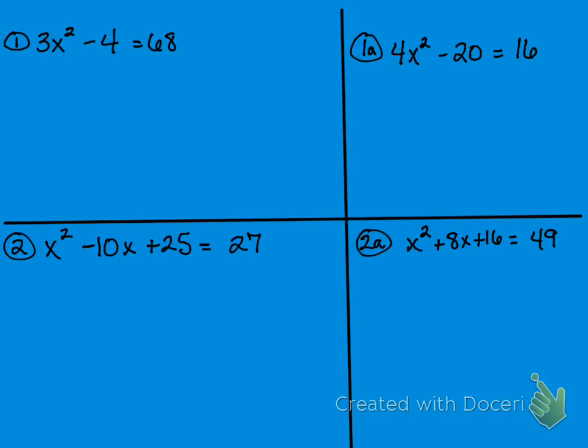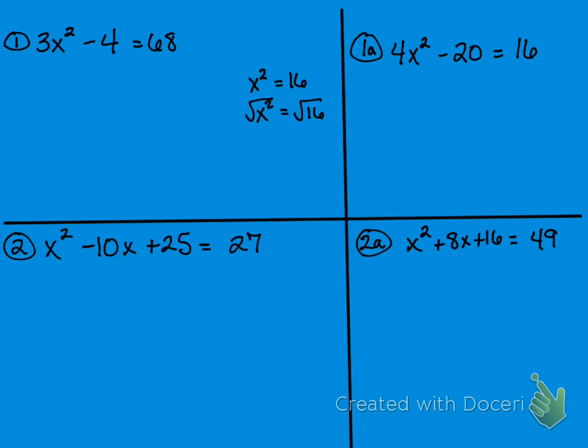Okay, so to do this process of completing the square, one of the biggest things that we need to talk about is knowing what x squared means. That's like x times x. And if we have something like x squared equals 16, then the square root of x squared is equal to the square root of 16.